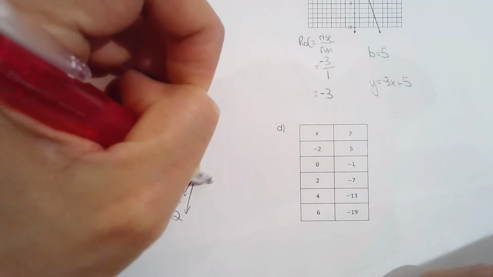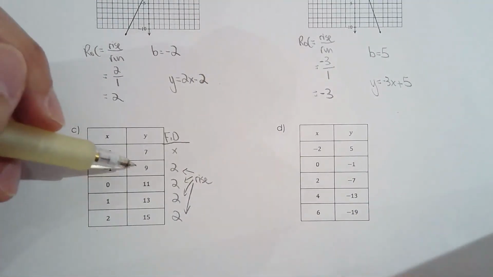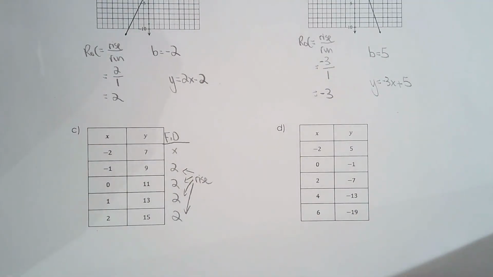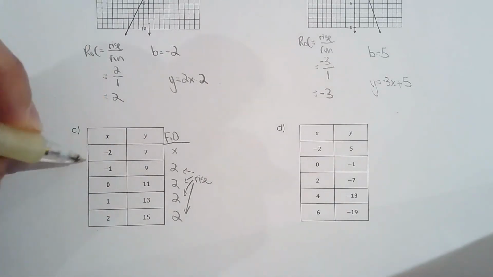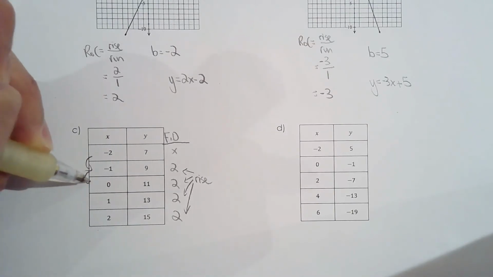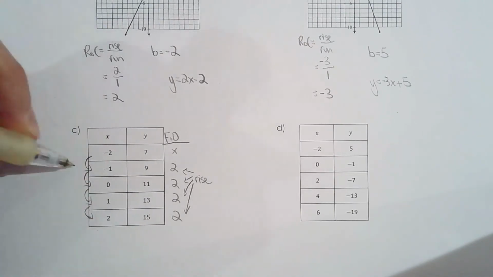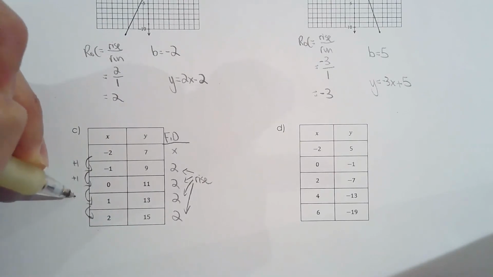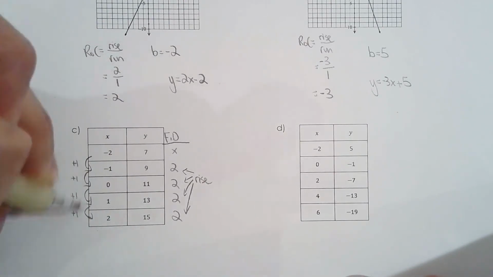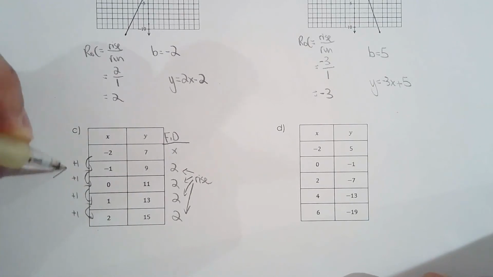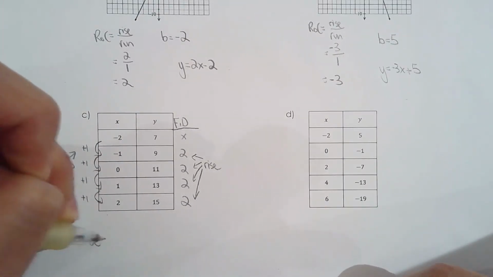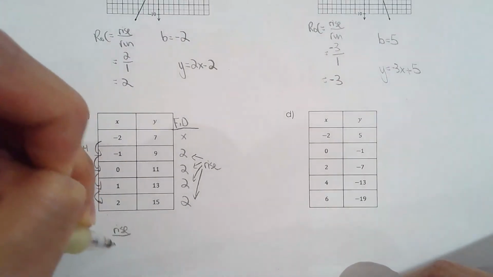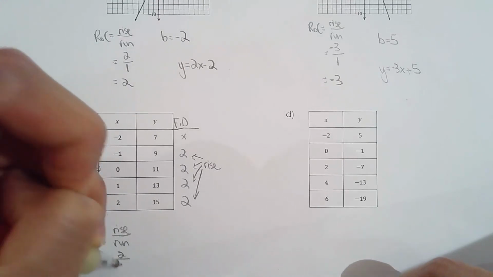This is our rise, right? It's how your y values are changing, how you're going up or down. So in this case, you're going up. And what about these values? How are the x values changing? You're adding 1, adding 1, adding 1, adding 1. So these numbers are our run. So the rate of change is equal to rise over run once again. In this case, it's 2 over 1, which is 2.